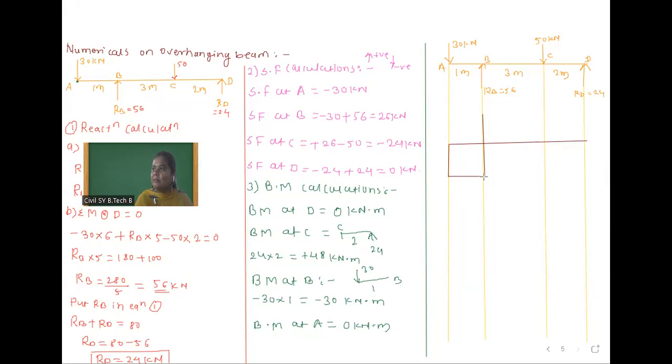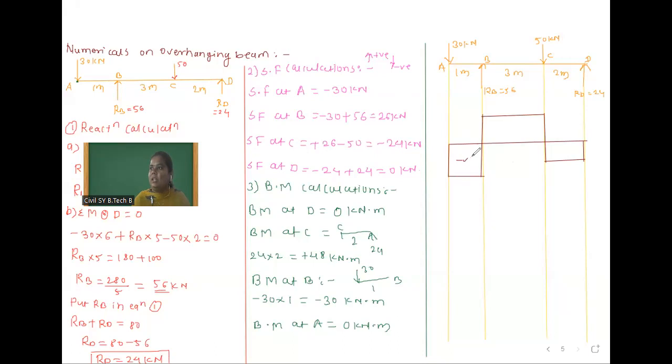Okay. After that, there is no force in between B to C. So we will draw constant up to C. After that, at C point, shear force is how much? Shear force is minus 24. That means shear force diagram goes below baseline. After that, up to D point, there is no force, so constant. And after that, at D point, shear force is 0, so we will close here. So this is the shear force diagram.